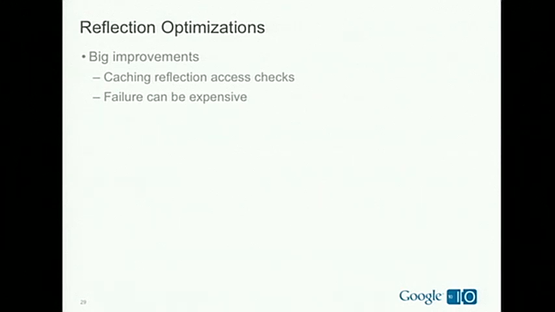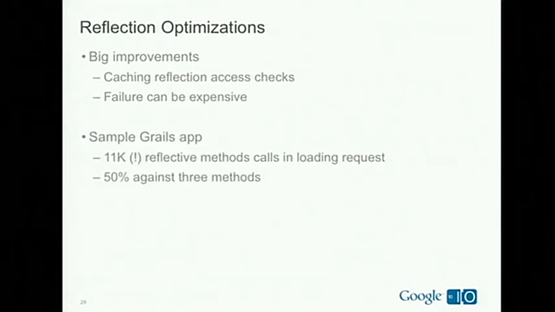So I'm going to talk about some of the reflection optimizations that we made specifically. We had a set of big improvements that basically fell into two categories. The first was caching access checks, and the second had to do with failures. And the deal with caching access checks is that they turn out to be really expensive. The example I want to talk about specifically is a sample Grails app.